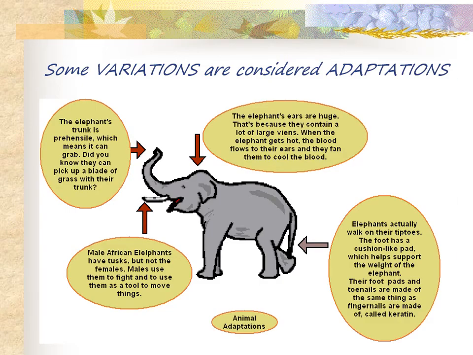So again, some variations are considered adaptations. So for instance, with the elephant, its trunk is prehensile, which means it can pick up things very easily. It acts like a finger. Their ears are huge. We saw a clip about them being able to cool off with their ears. The tusks are there for defending themselves, and sometimes it's used as a tool. And how they walk on their tiptoes helps them support their weight.